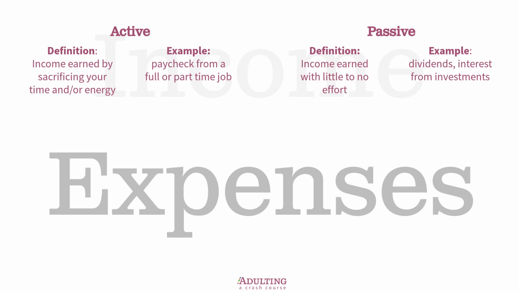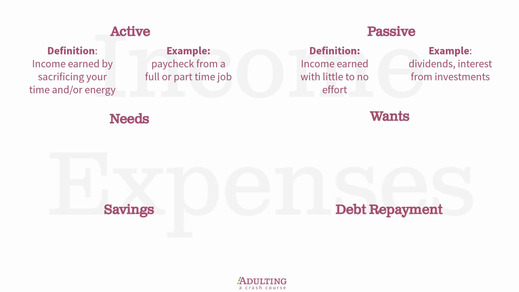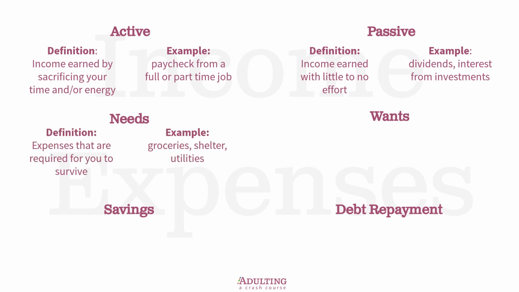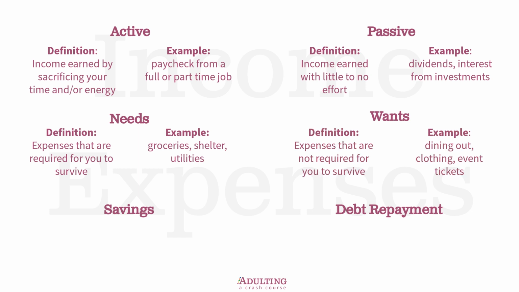Now let's talk about the four different types of expenses. They are needs, wants, savings, and debt repayment. I think you know what needs are. They're the stuff you need to survive, like a roof over your head and food on your table. Wants, however, is the stuff that makes life worth living. Concert tickets, going out to eat with friends, and even buying those new pair of shoes that you don't need but look really cool.